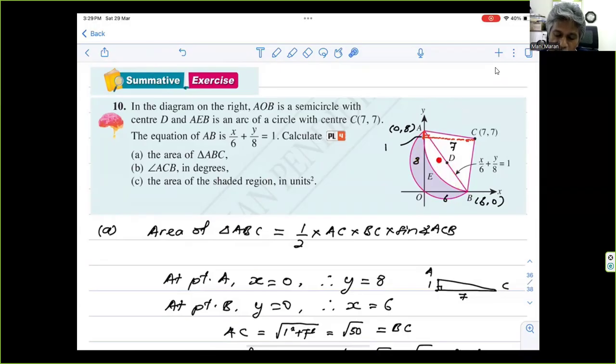And area of the segment is given by area of sector AEB, this sector, minus the area of the triangle. Okay, so there are two steps. One step is to find what is the area of the largest sector, and then you must minus the area of the segment here.